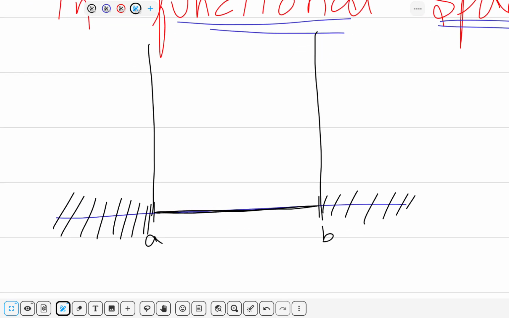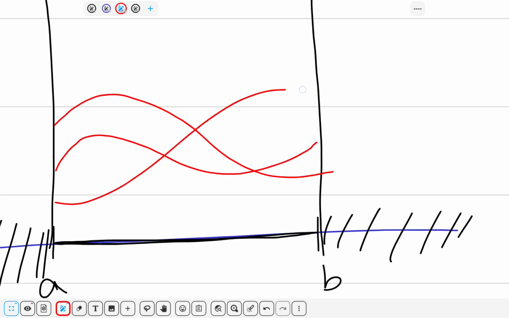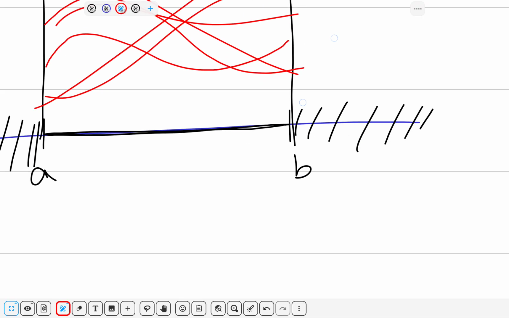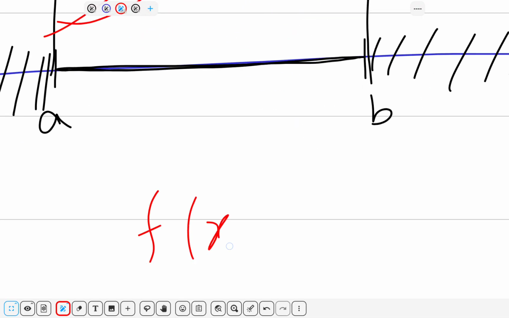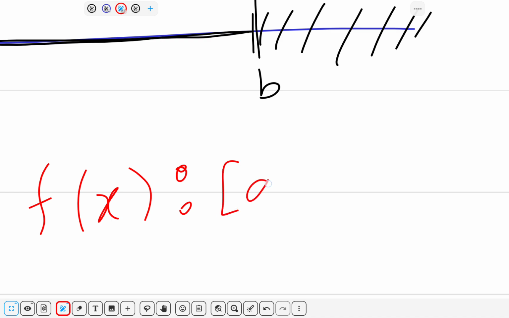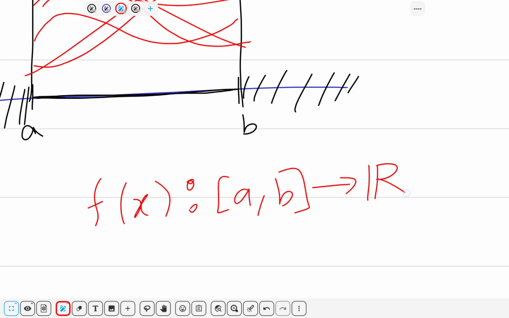So there are functions between these points, and any finite function is allowed. Any function which doesn't explode to infinity and is continuous is allowed. So you can have any function f of x defined between a and b, a mapping between real numbers a to b.